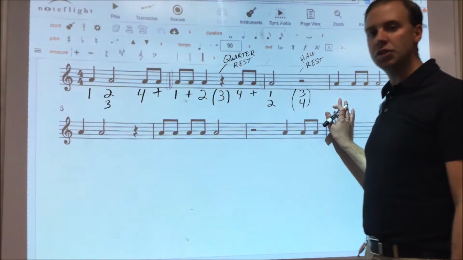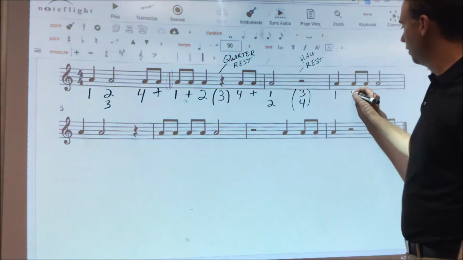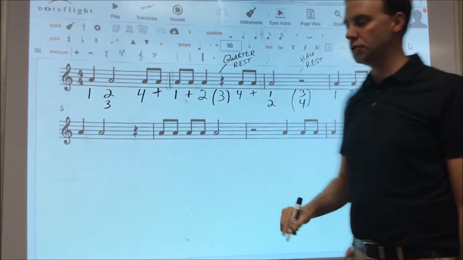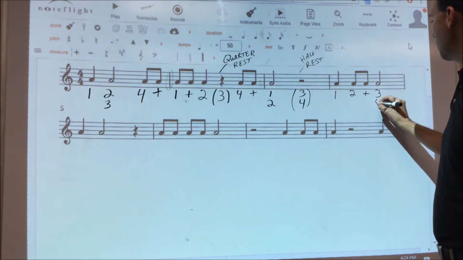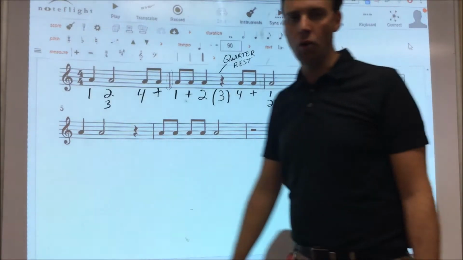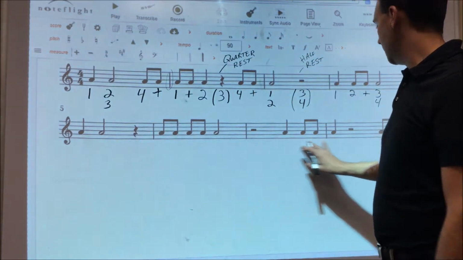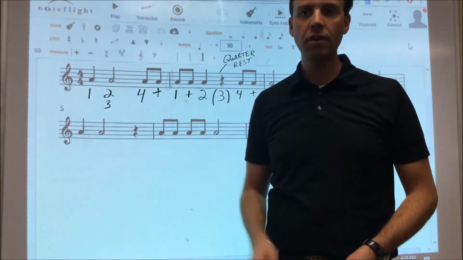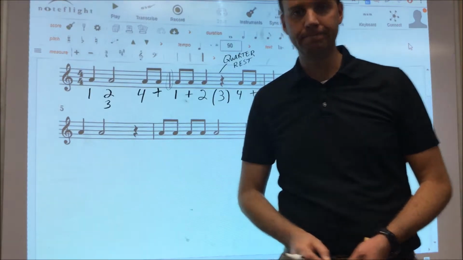Last measure on the first line. 1 for the quarter note. 2 and is covered by the eighth notes. And this half note gobbles up the last 2 counts of the measure, 3 and 4. Okay, take a look at the next line. I'm going to step out of the screen, take a look at the next line, and see what those measures look like. I'll be back with the answers in just a minute.